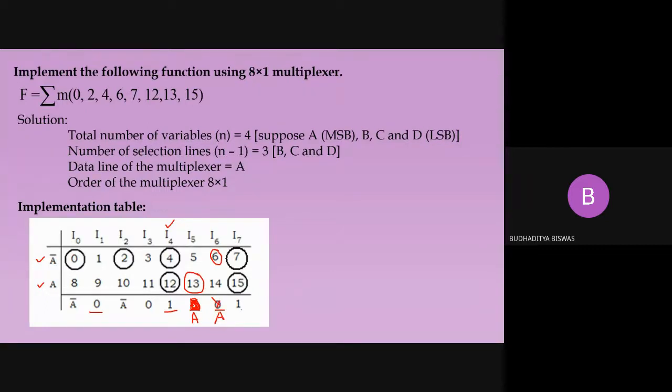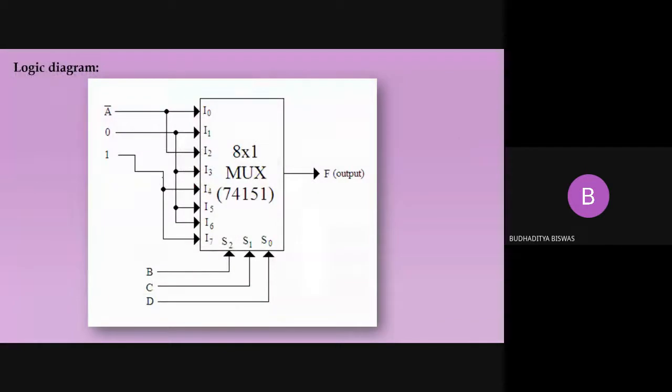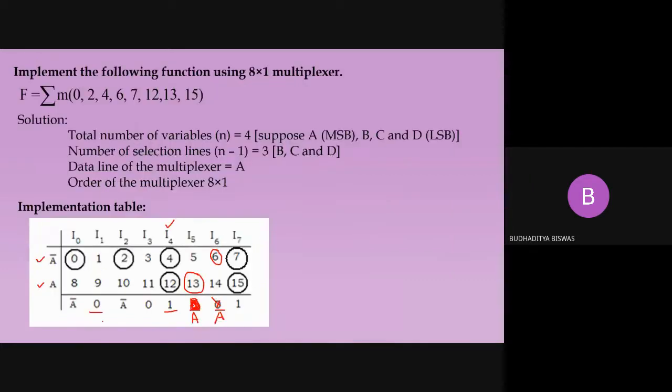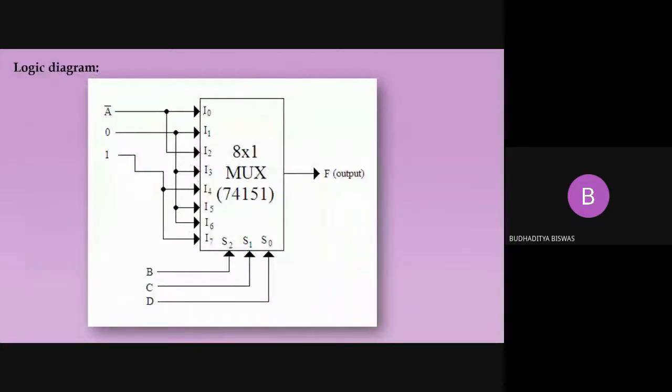Okay. Then according to the implementation, once you complete the implementation, the rest of the things are very easy. So here you see this is the block diagram of the 8x1 multiplexer. Total 8 inputs are there, I0 to I7. Here you connect B to S2, C to S1, D to S0. Then according to the implementation table, we need to connect it properly. So A bar should be connected first. I0 should be connected to A bar. So I0 is connected to A bar.